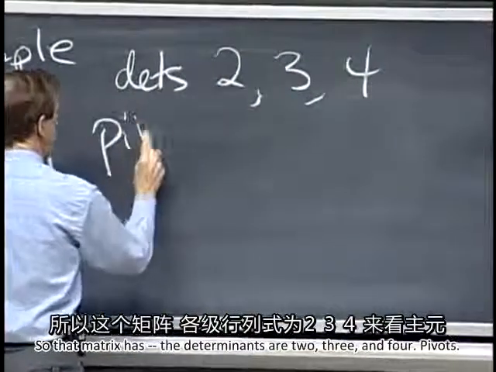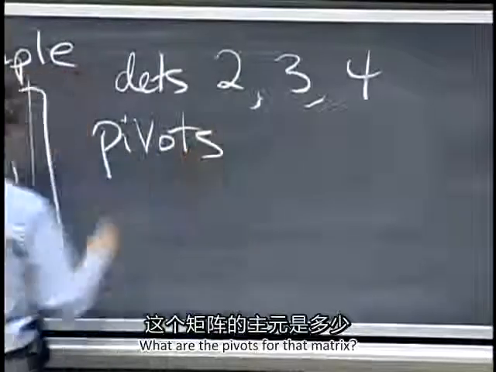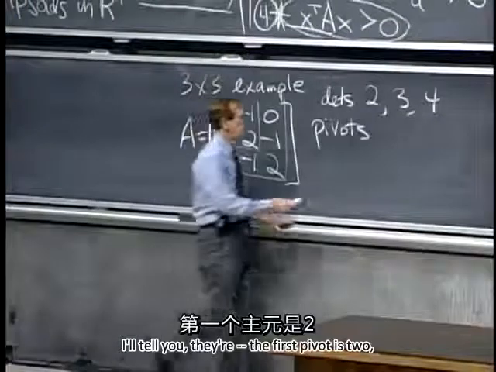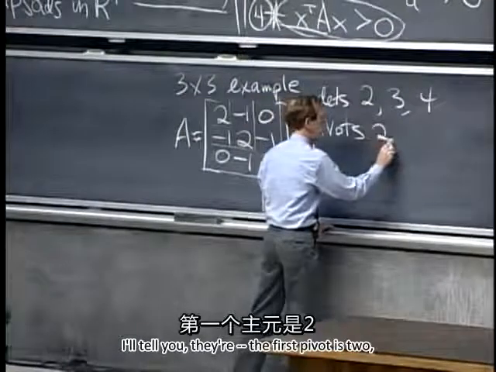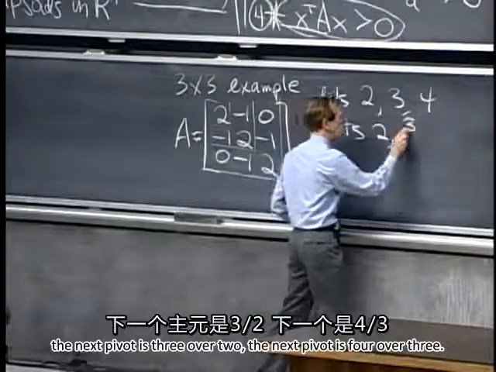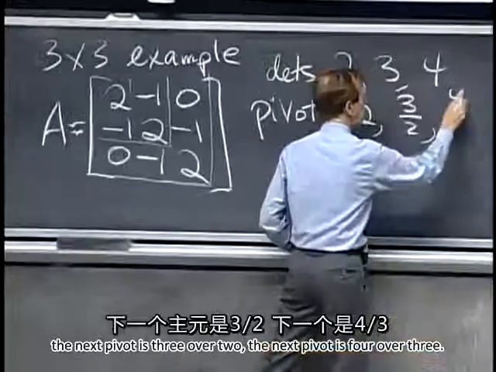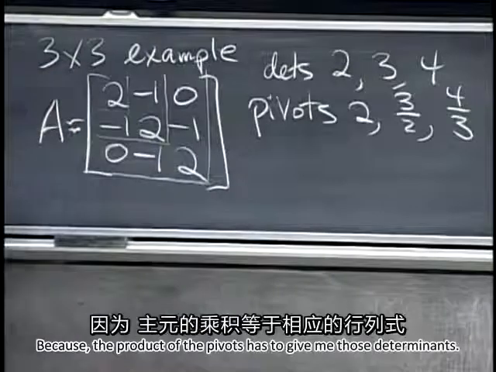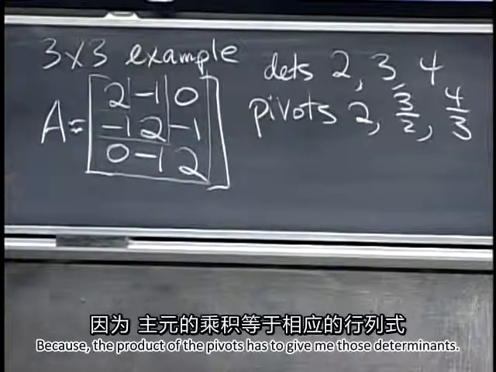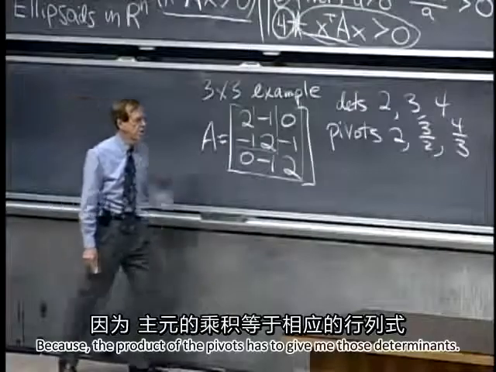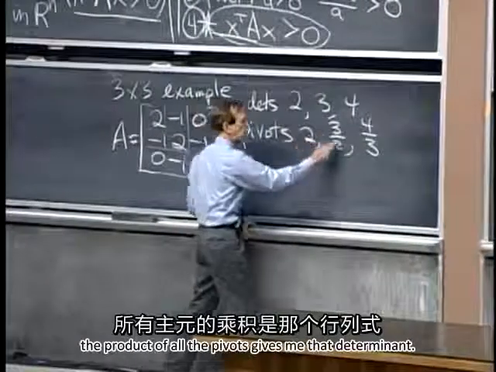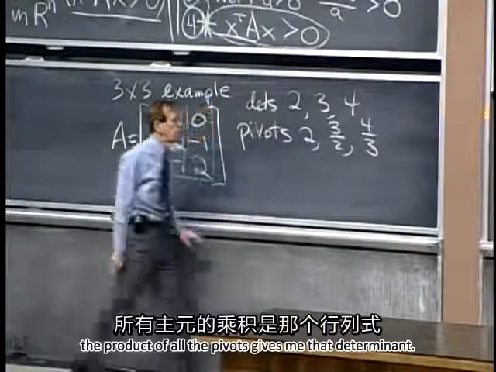Pivots. What are the pivots for that matrix? I'll tell you. The first pivot is 2. The next pivot is 3 over 2. The next pivot is 4 over 3. Because the product of the pivots has to give me those determinants. The product of these two pivots gives me that determinant. The product of all the pivots gives me that determinant.